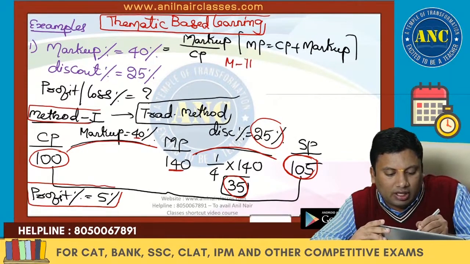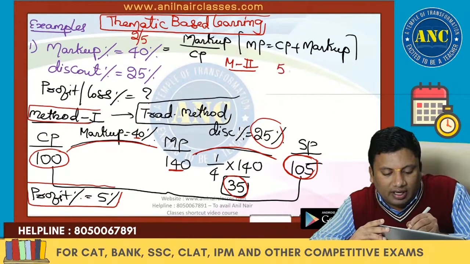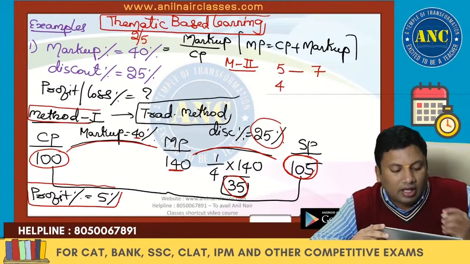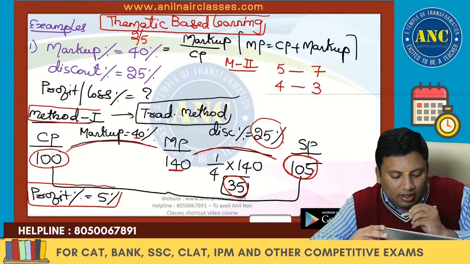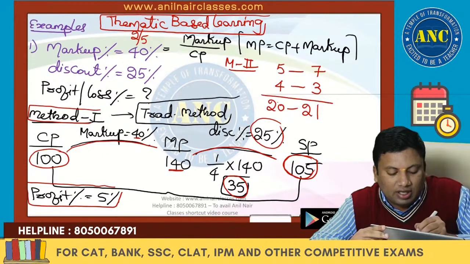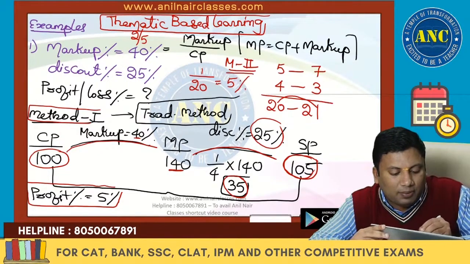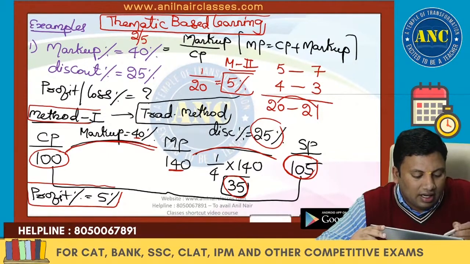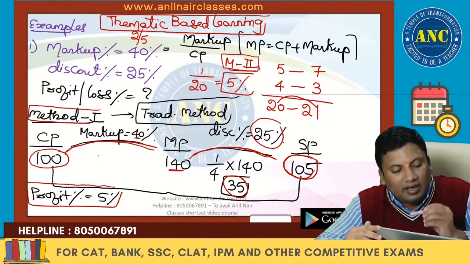Let us go. Method number 2. 40% is 2 by 5. I bought it at 5. I increased 2 rupees, so 7. Discount: market price is 4. I decreased 1, so 3. So 5 fours are 20, 7 threes are 21. 20 became 21. 1 by 20 is nothing but 5%. This is event A and this is event B. If I do one event after the other, I will get the combined value.